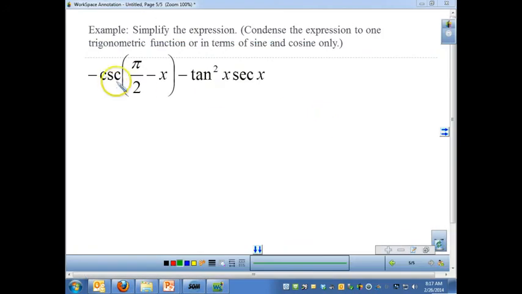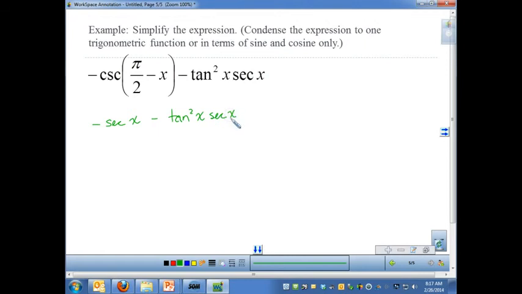All right, so taking a look again, hopefully you noticed that there is a cofunction identity running around here. Cosecant of pi over 2 minus x, or minus theta, is equal to secant of theta. So this would be negative secant of x minus tangent squared of x secant of x.